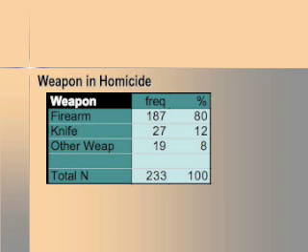There are various ways to display summarized statistical data. In this particular case, we use a frequency distribution and a percent distribution to show that firearms are the most frequent weapon in homicides, followed by knives.